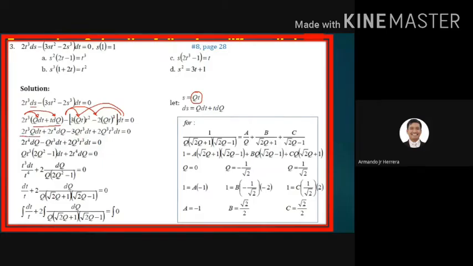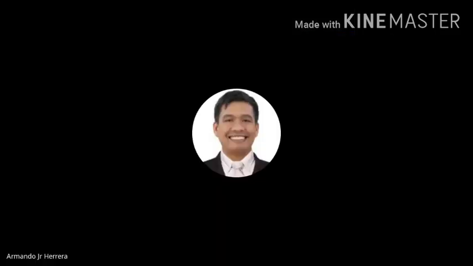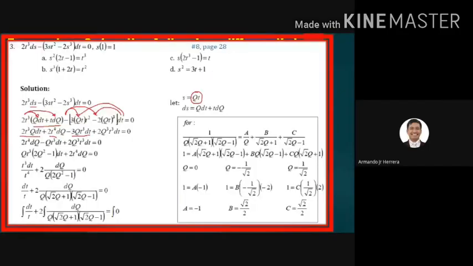So, this 2t cube q dt is of the same term with negative 3qt cube dt. So, if you are to combine that, that gives you negative qt cube dt, and then the 2q cube t cube dt is now equal to 0. Now, combining like terms, you have 2q cube t cube dt and then qt cube dt.